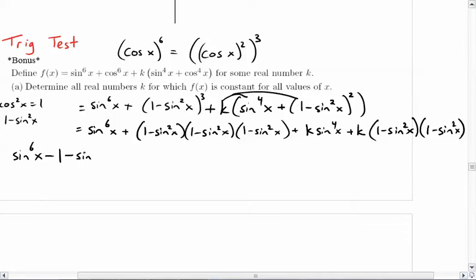So let's see, I've got 1 times 1 times 1, and then I've got 1 times 1 times sine squared, and I can do that in 3 different ways. So minus 3 sine squared x. And then I've got 1 times sine to the power of 4, and I can do that in 3 different ways. So that's plus 3 sine to the power of 4x. And then I've got sine squared times sine squared times sine squared, which would be minus sine to the power of 6x.